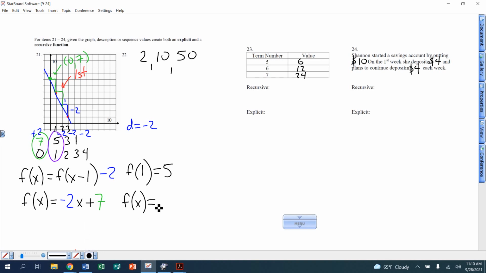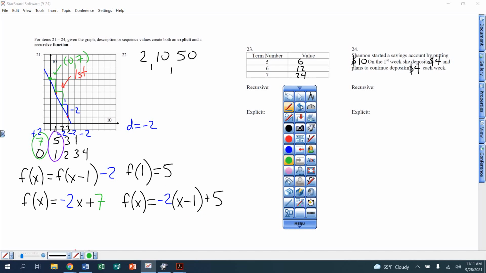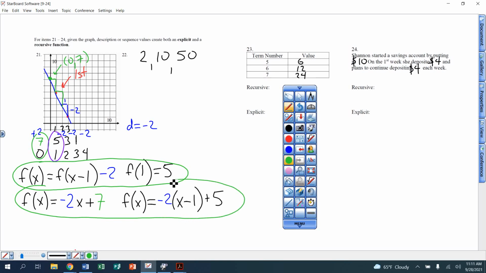So if I write that one with the shift to the right, that's going to be negative 2, and then in parentheses, x minus 1, and don't use that plus 7, use that 5 right there. And know that eventually we're going to have you know how to distribute, get negative 2x plus 2, and know that that gives me the exact same equation. That's why you could use both. They are equivalent. Make sure on test day for the recursive you give me the first term, or explicit you give me both forms right there.